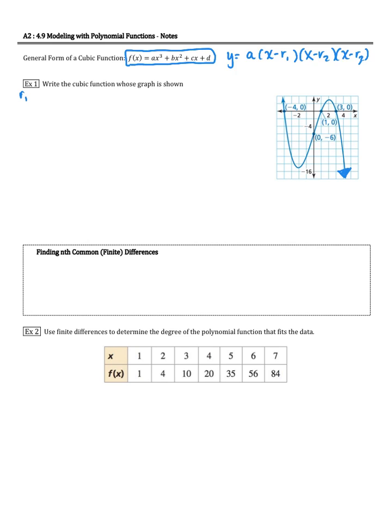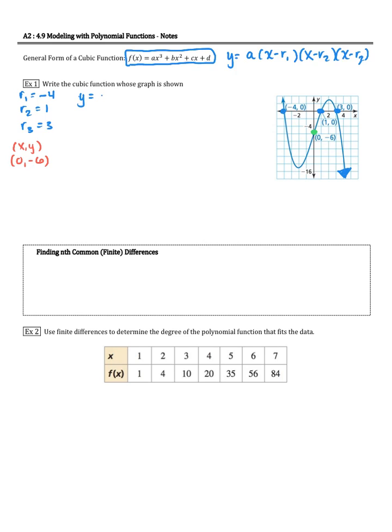We know that our roots are going to be negative 4, then we see a 1, and then we see 3. Those are where you cross the x-axis. Remember, those are your roots, your solutions, your x-intercepts. But we also need this 4th point. We need a particular xy value, which is (0, negative 6), in order to solve for a.